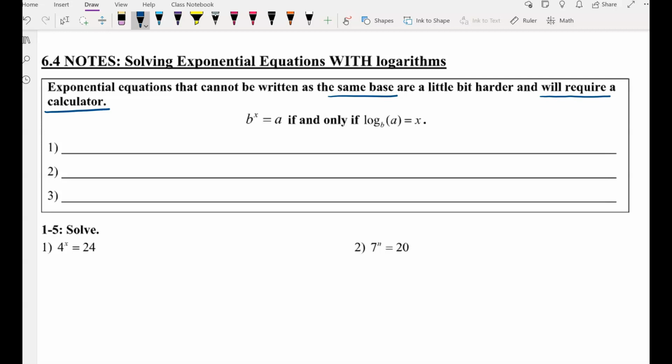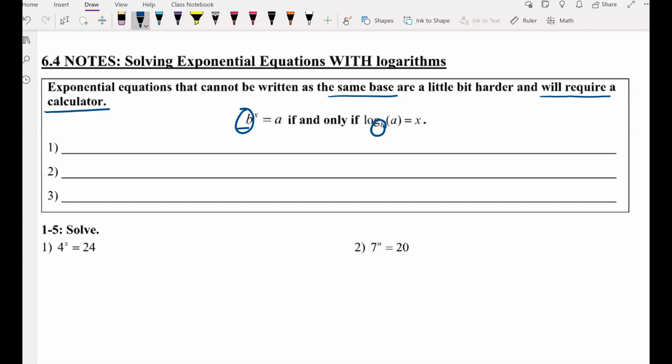Now, as you guys remember already, if we have an exponential with a base b raised to an exponent of x equals a, that can be rewritten as an equivalent logarithmic equation with log base b. Remember, the base in the exponential is always identical with the base in the log. So log base b of a equals x.